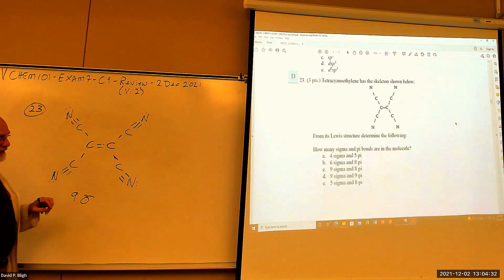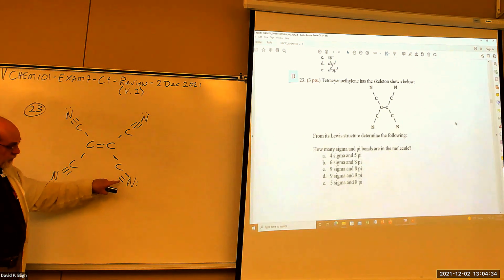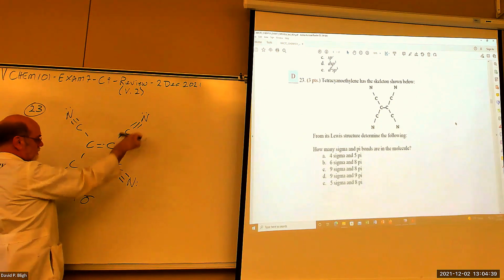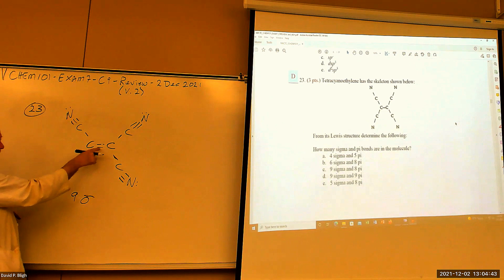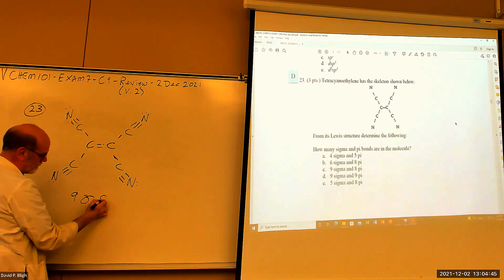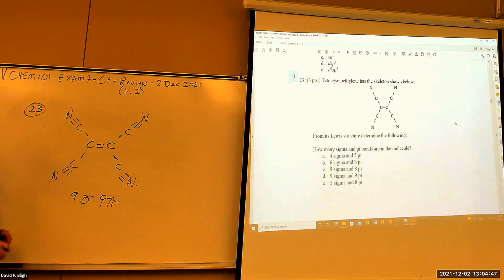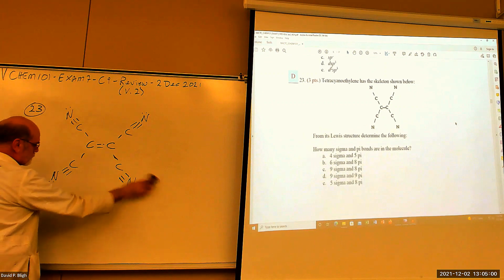How many pi's? Well, we've got a triple bond here, so that means there are 2 pi's. 2 there. 2, 4, 6, 8, 9. There are 9 pi's also. Okay. That's why the answer is D. And that's the only other question with this structure.